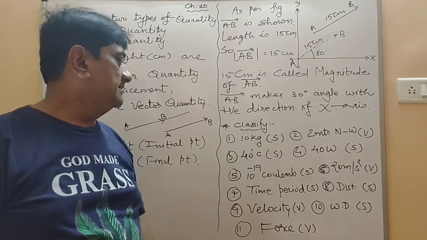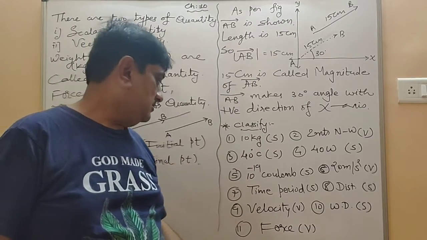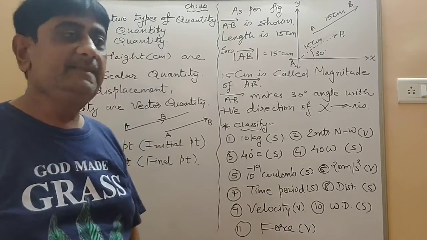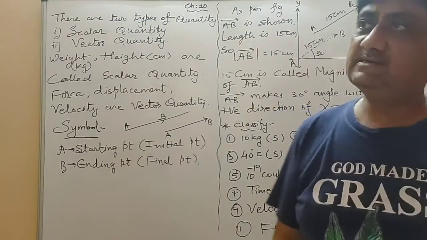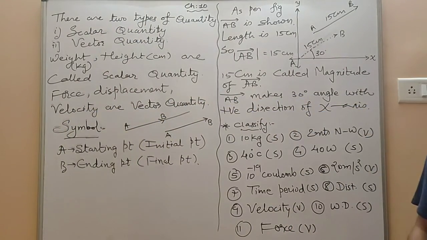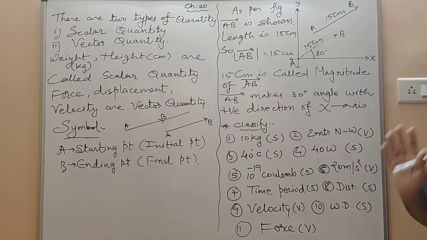And it is a direction, and it is a classification of some quantities, classification of vector quantity or scalar quantity. In a scalar quantity, only quantity is there, direction is not required, and in vector quantity, a certain direction is required.